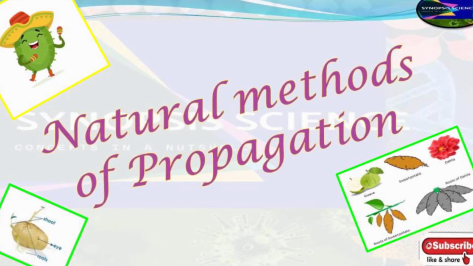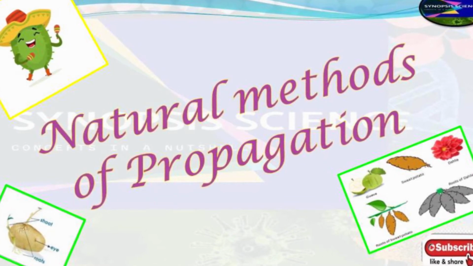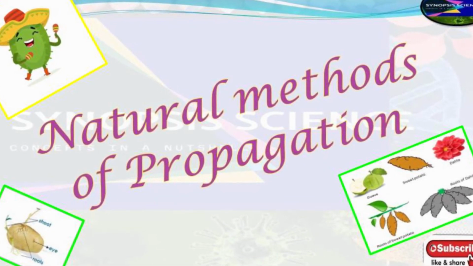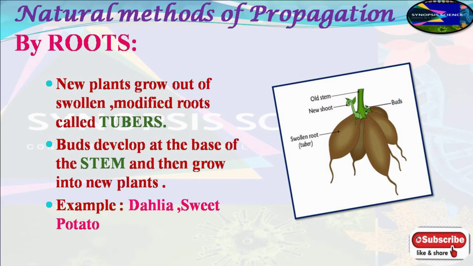Let's proceed first with the natural method, in which using root, stem and leaves, plants can be grown. The first category is roots. In some plants like sweet potato and dahlia, a new plant develops through their modified roots, commonly known as tubers. The buds located at the base of the stem grow into a new plant.